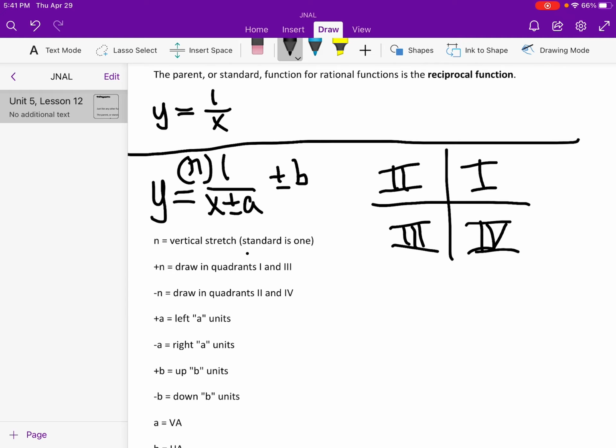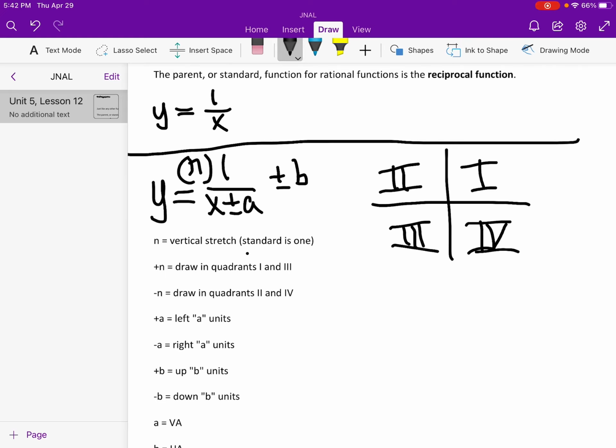So we know that sometimes there can be x up there. We know that from the last lesson. And we know that there can be a different number. So if it was 2, there would be a vertical stretch, which just means that the y values would be more frequent. But that's not necessarily drawable. But also, if n is negative or positive, it changes things.